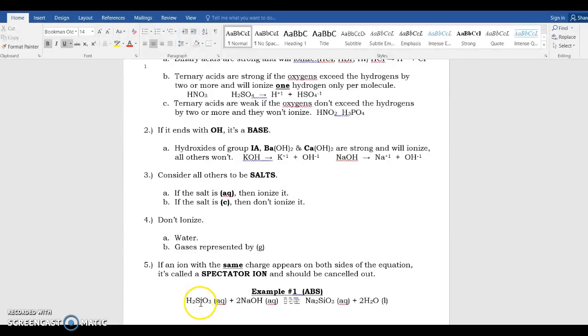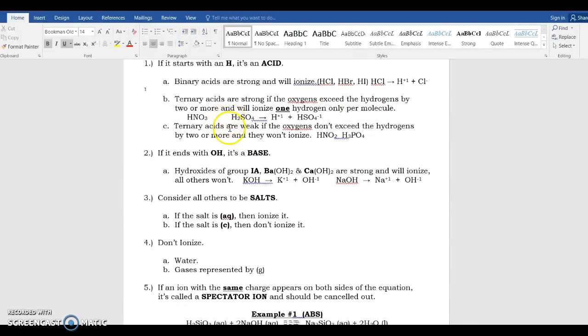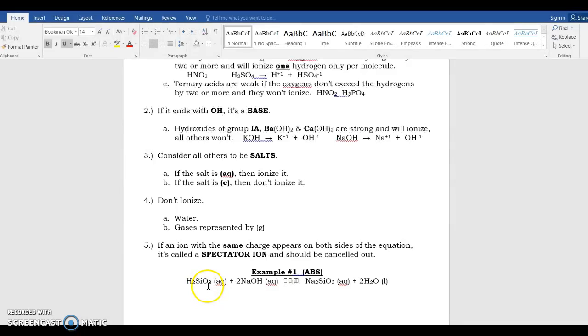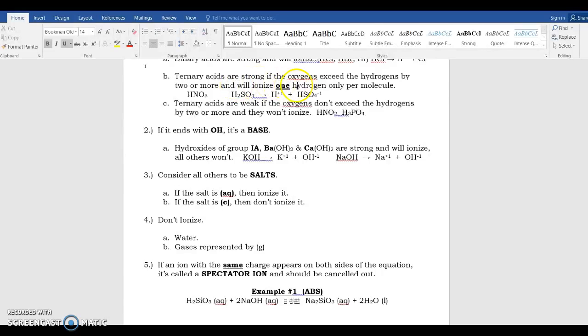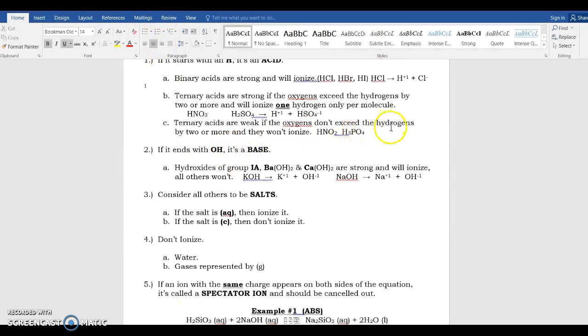And in fact, this is probably a polyatomic ion. It says ternary acids are strong if the oxygens exceed the hydrogens by 2 or more. So on this example down here, I have 3 oxygens and 2 hydrogens. Oh, excuse me, it's strong if the oxygens exceed the hydrogens by 2 or more. So in this case, it's only 1. So this is not a strong acid. And that's how you determine whether it's strong or not. And if it's weak, if it doesn't exceed by 2 or more, it won't ionize, and that's important.